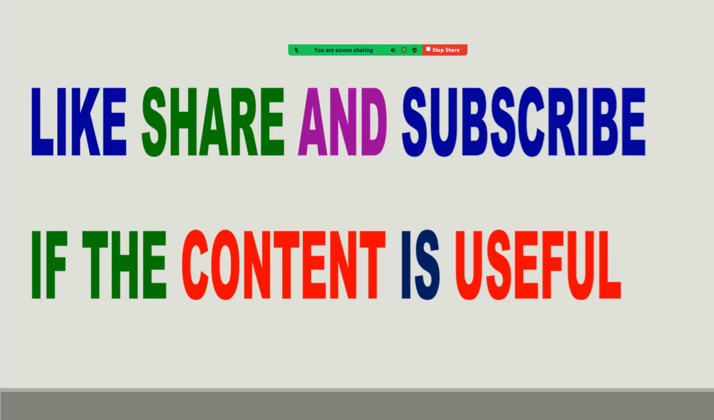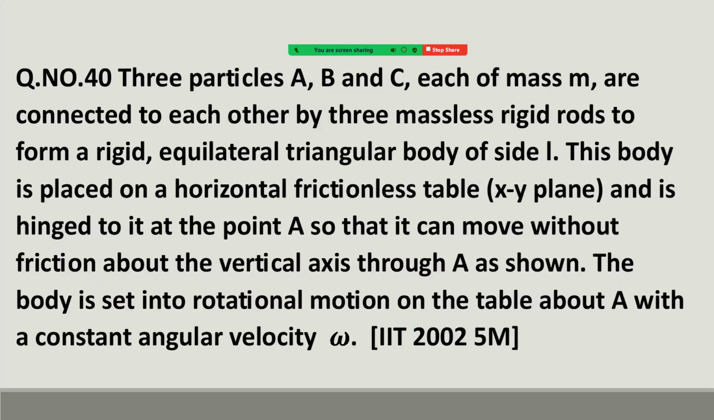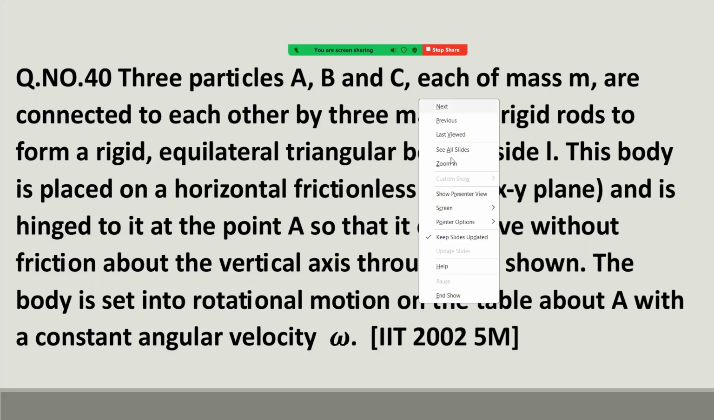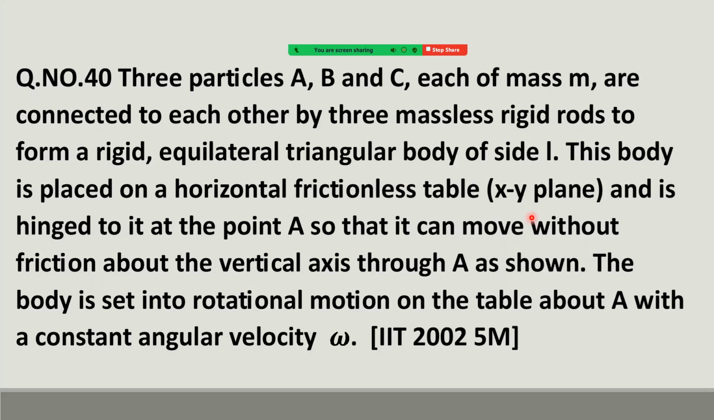Hi, friends. In this lecture, I am going to discuss problems based on hinge reaction and conservation of mechanical energy. Let us see the first one. See the question given.